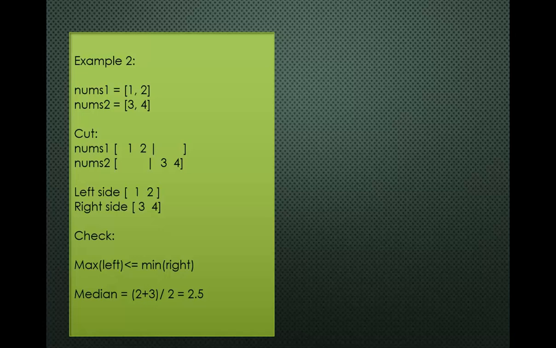Here nums1 is equal to [1, 2]. nums2 is equal to [3, 4]. Cut. nums1 becomes 1, 2 on the left, nothing on the right. nums2 has nothing on the left, 3, 4 on the right. So you have the left side and right side now. Check the condition: the maximum of left is less than or equal to the minimum of right. So we find the median, which is 2.5.